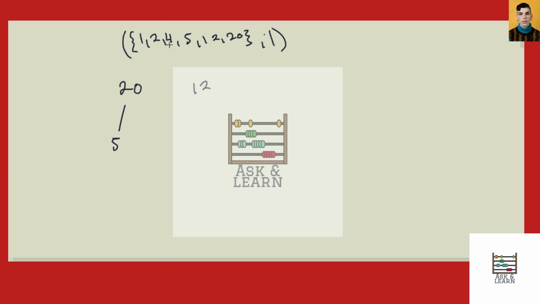5 divides 20, 4 divides 20 and 12, and then 2 would divide 20, 12, and 4, but since 4 divides 20 and 12, we would just have 2. And then we have 1, and 1 divides 5 and 2. Well, it divides everything, but again, remember Hasse diagrams. If 1 divides 2, it's implied that 1 also divides 4 or 12 because we assume this is a transitive graph. All right, so they want us to find all of the possible orderings.